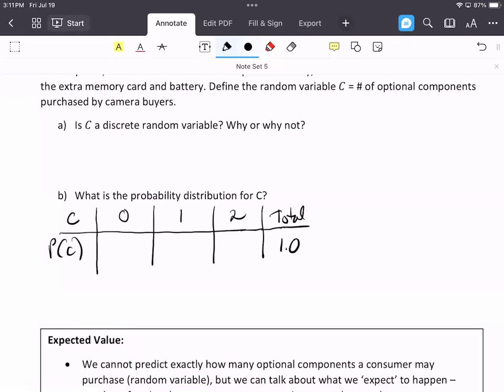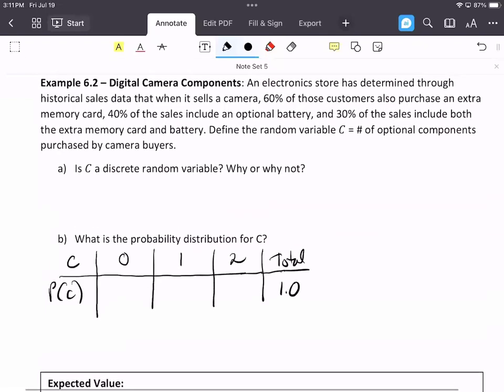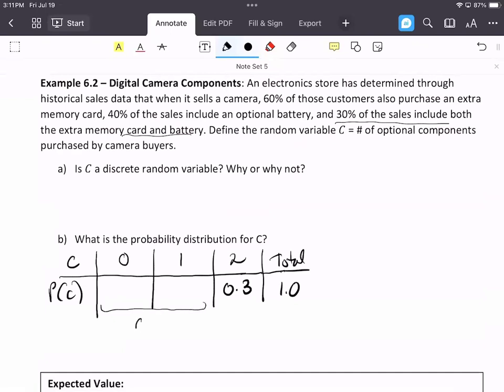Perfect. So what do we know so far? Well, we know in the problem that 30% of the sales include both an extra memory card and an extra battery. Okay, so that's given to us in the problem description. So now we know that these two together have to total 0.7. And you may be like, well, okay, we got that 60% with an extra memory card, the 40% optional battery. How do I use those? Well, there are a couple of different ways you can do this. You could use the general addition rule, which doesn't naturally come to my mind right away. You could use a Venn diagram. Once again, not my first choice.